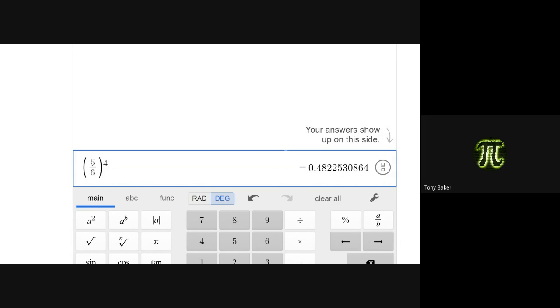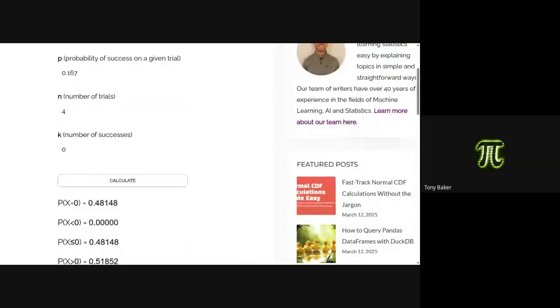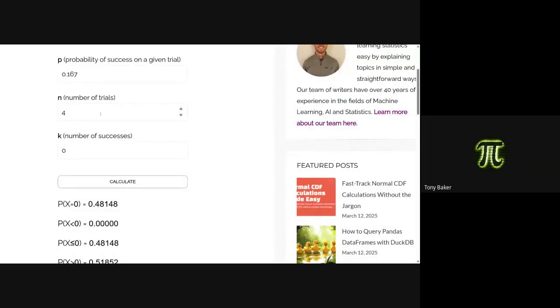Since this is a probability distribution, we need to come up with the rest of the numbers as well. Can you do the same thing but reduce the power? Actually, yes, you can. We do 5/6 times 5/6 times 5/6 times 1/6. So yes, you can, but that works well in a very small situation.